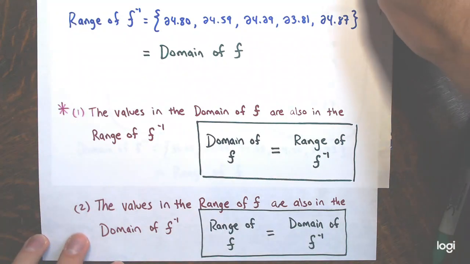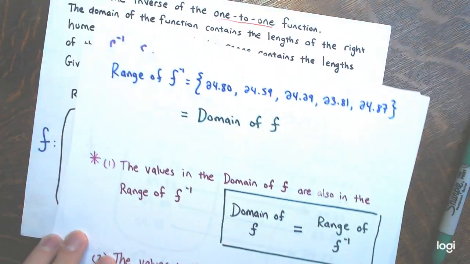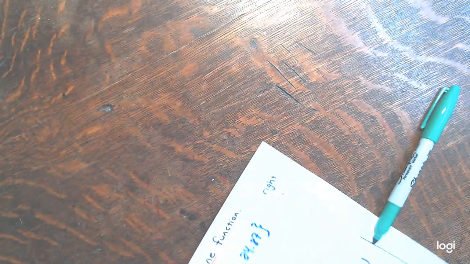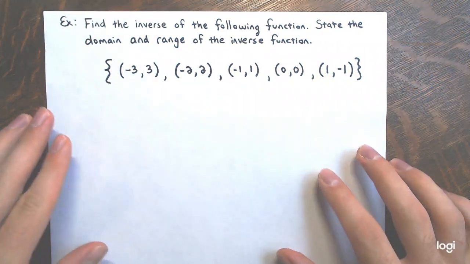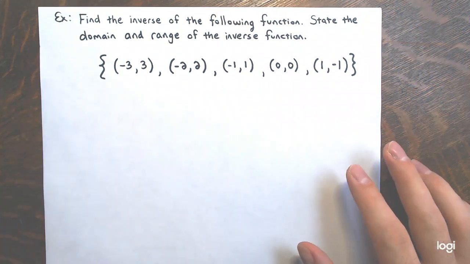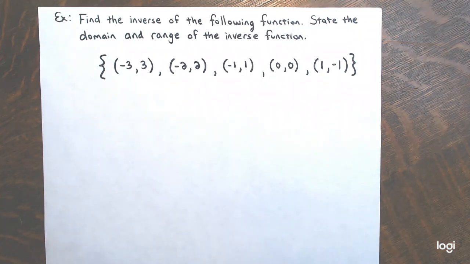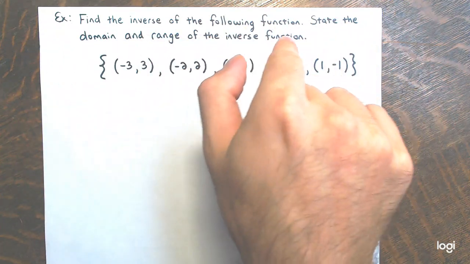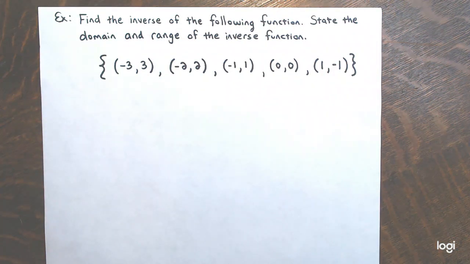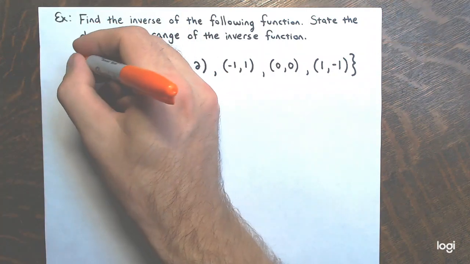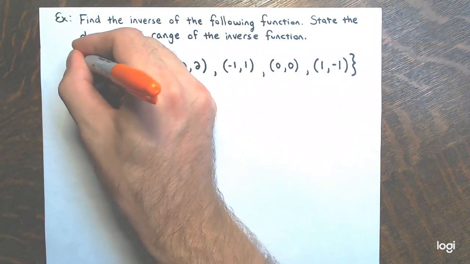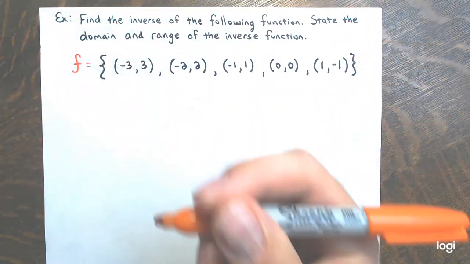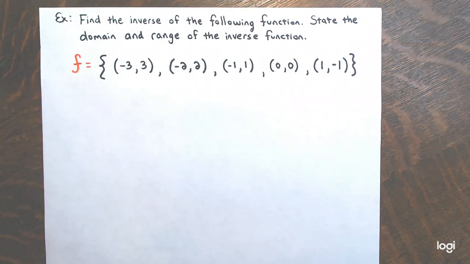All right, and I have just one last example. I already had a set of ordered pairs in my last example. I just made one. But here I'm given a function represented as a set of ordered pairs, and I'm asked to find the inverse of the following function and then state the domain and range of the inverse function. I'll call this function f, or capital F, or g, or whatever you want, but just f for function usually.